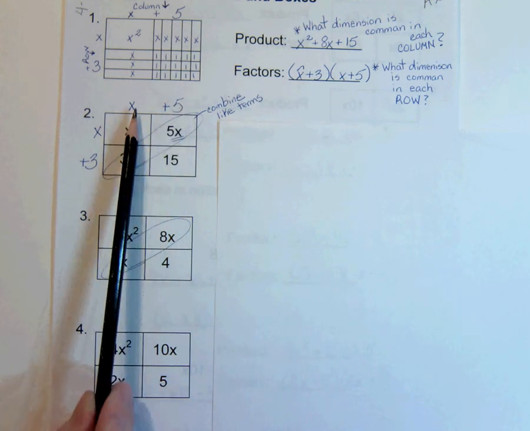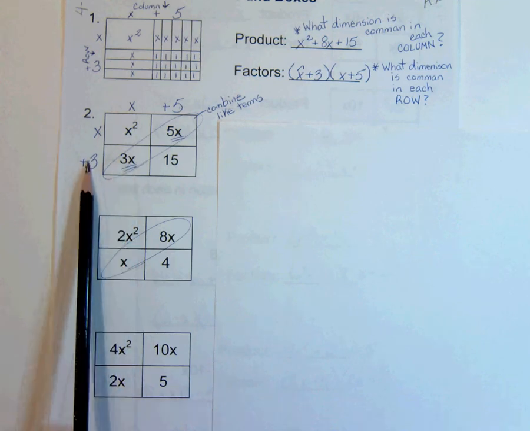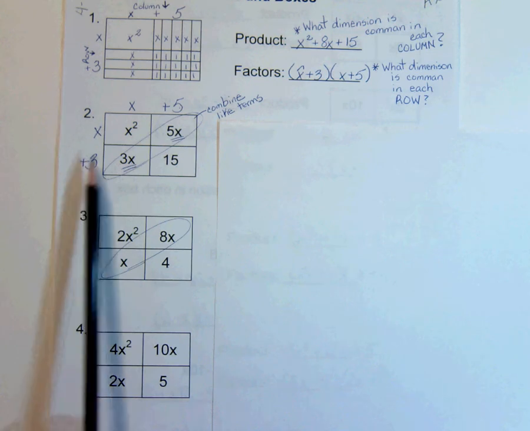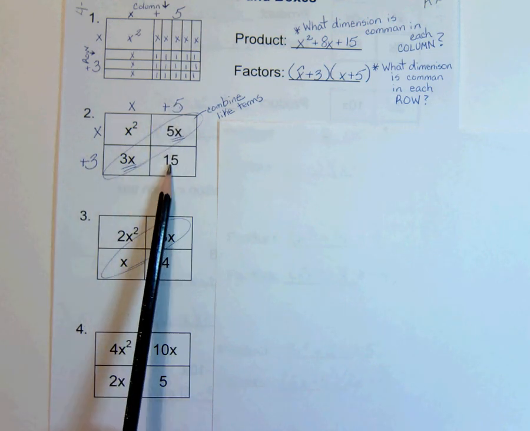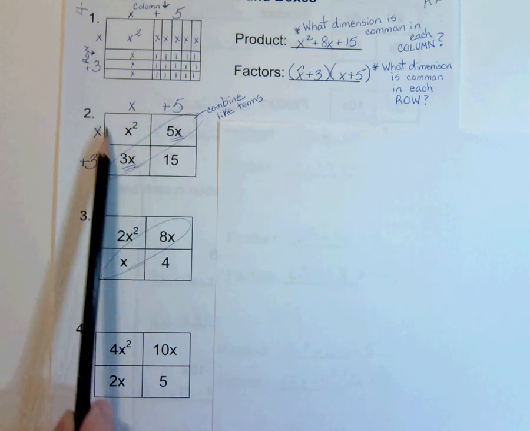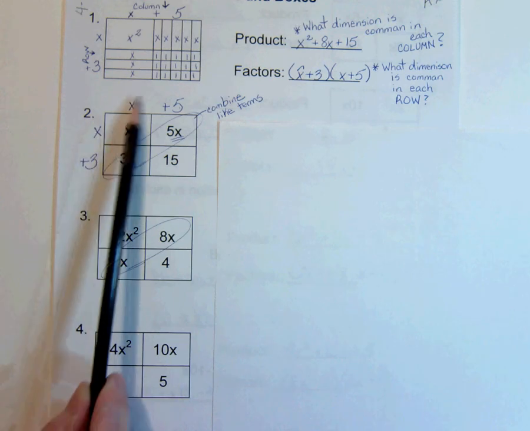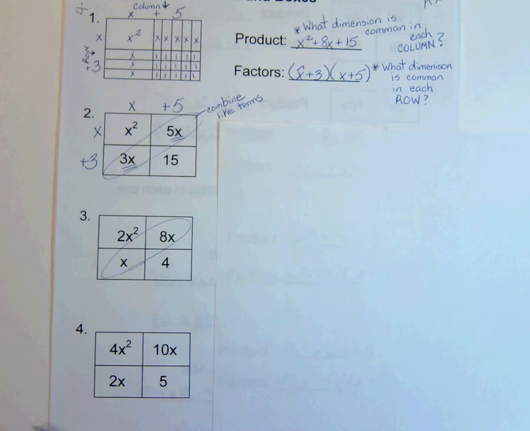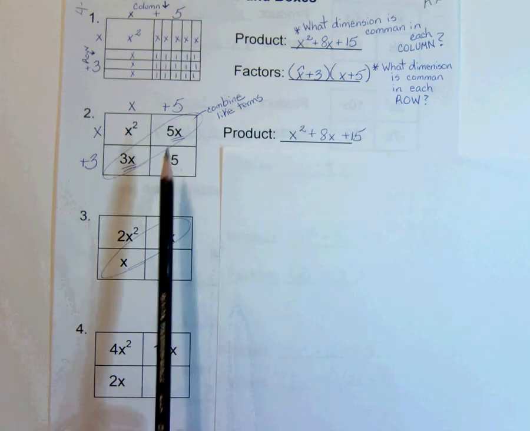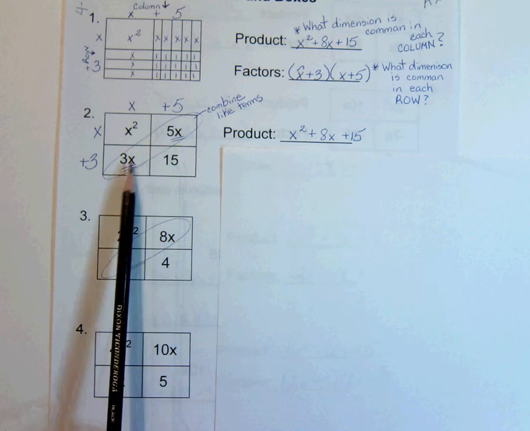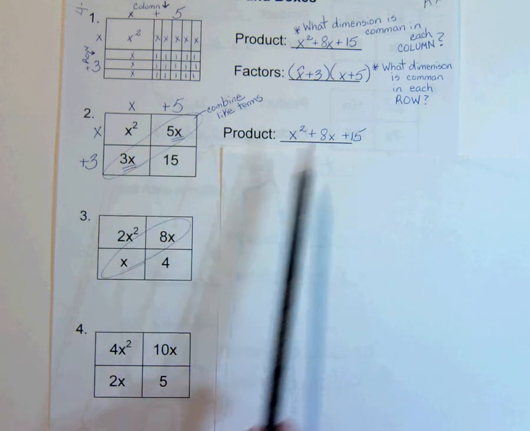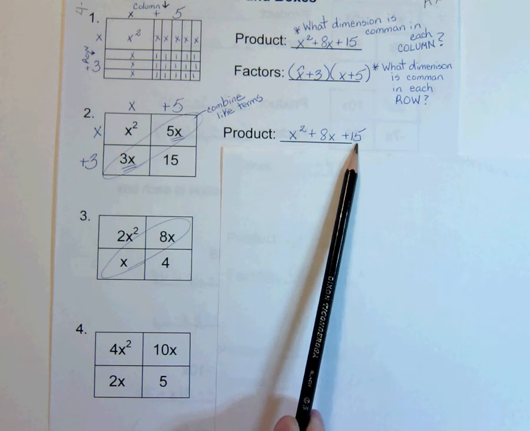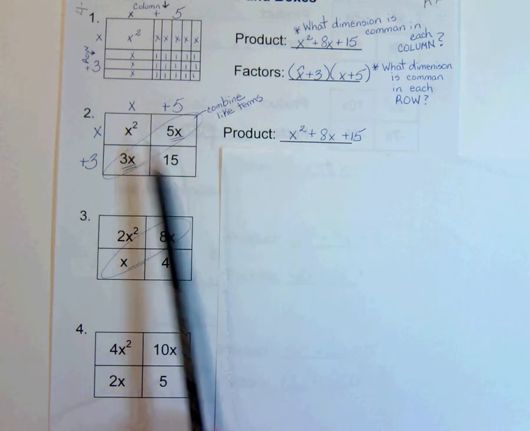Here, you look at, you already have an x. It's 3 times this x that will give you 3x. 3 times 5 will give you 15. You have now formed your factored form on the outside of your box. The trinomial you form by combining the like terms. 5x and 3x is 8x. So you keep it for, and you keep the 15 and the x squared represented here and here.